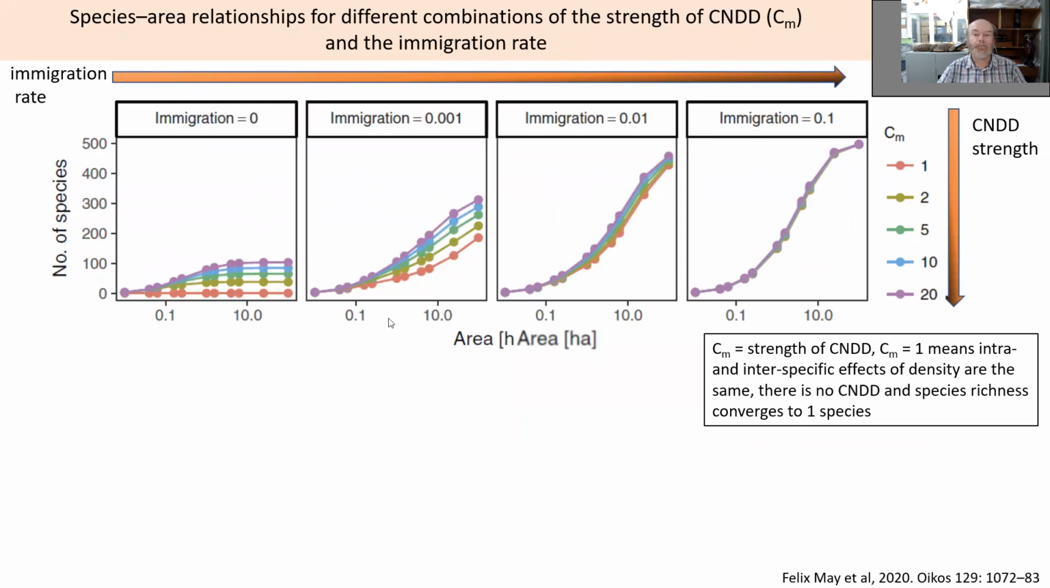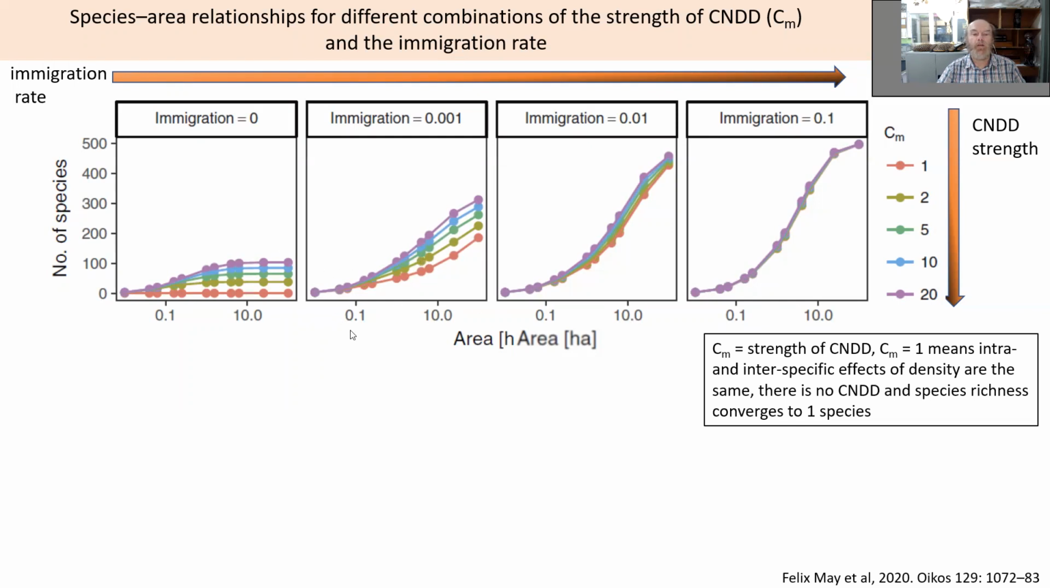I will just show some modeling. These are just models. These are not real forests. They are looking at a situation with zero immigration and different, increasing immigration rates. And these are species area curves.